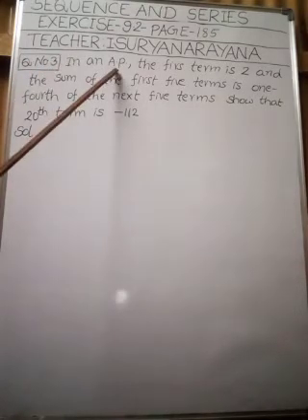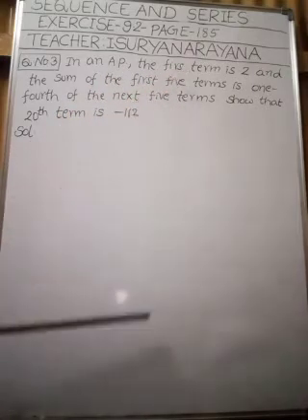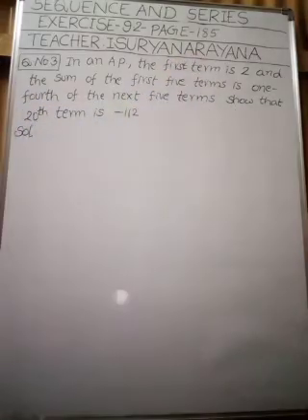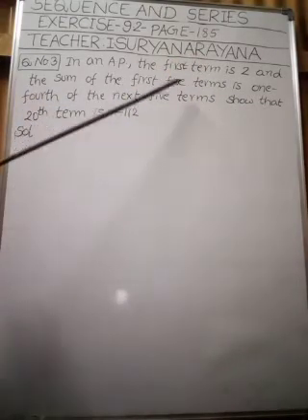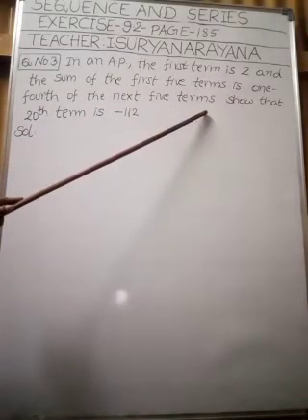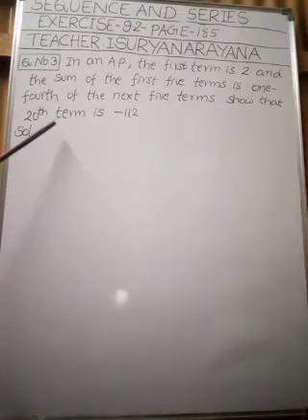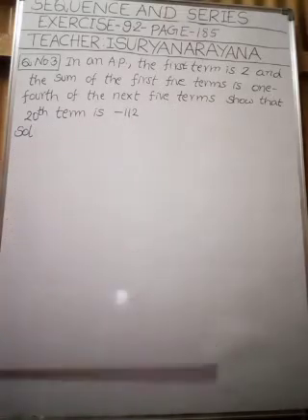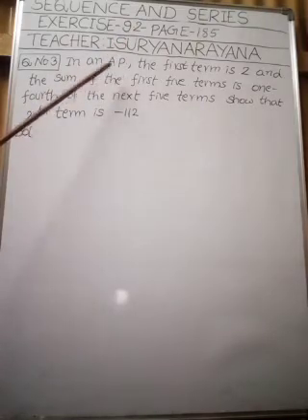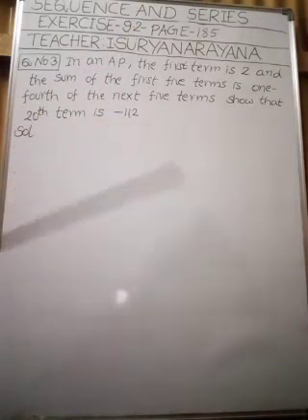In an arithmetic progression, the first term is 2, and the sum of the first 5 terms is 1/4 of the next 5 terms. Understood this point, my children? Show that the 20th term is minus 112. We have to prove that the 20th term of this arithmetic progression is minus 112. Okay, my children? Right. Now let us write the given data.